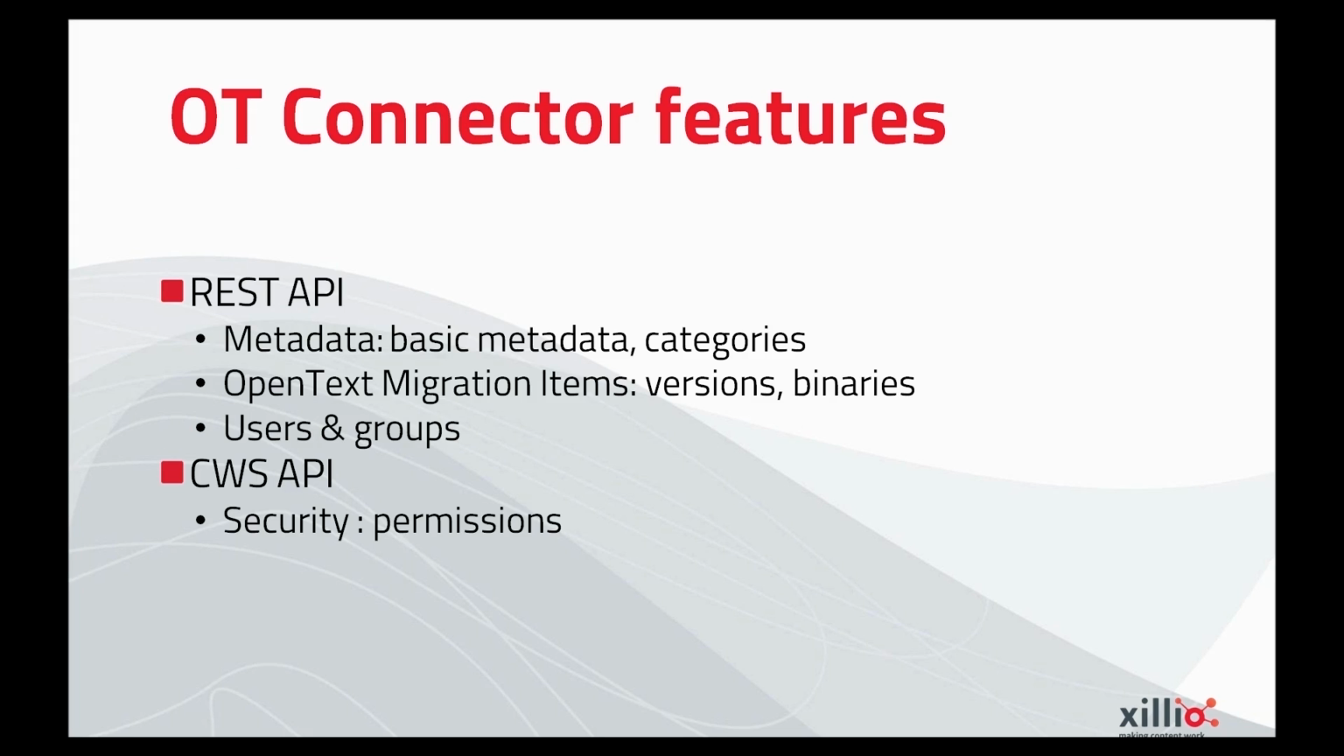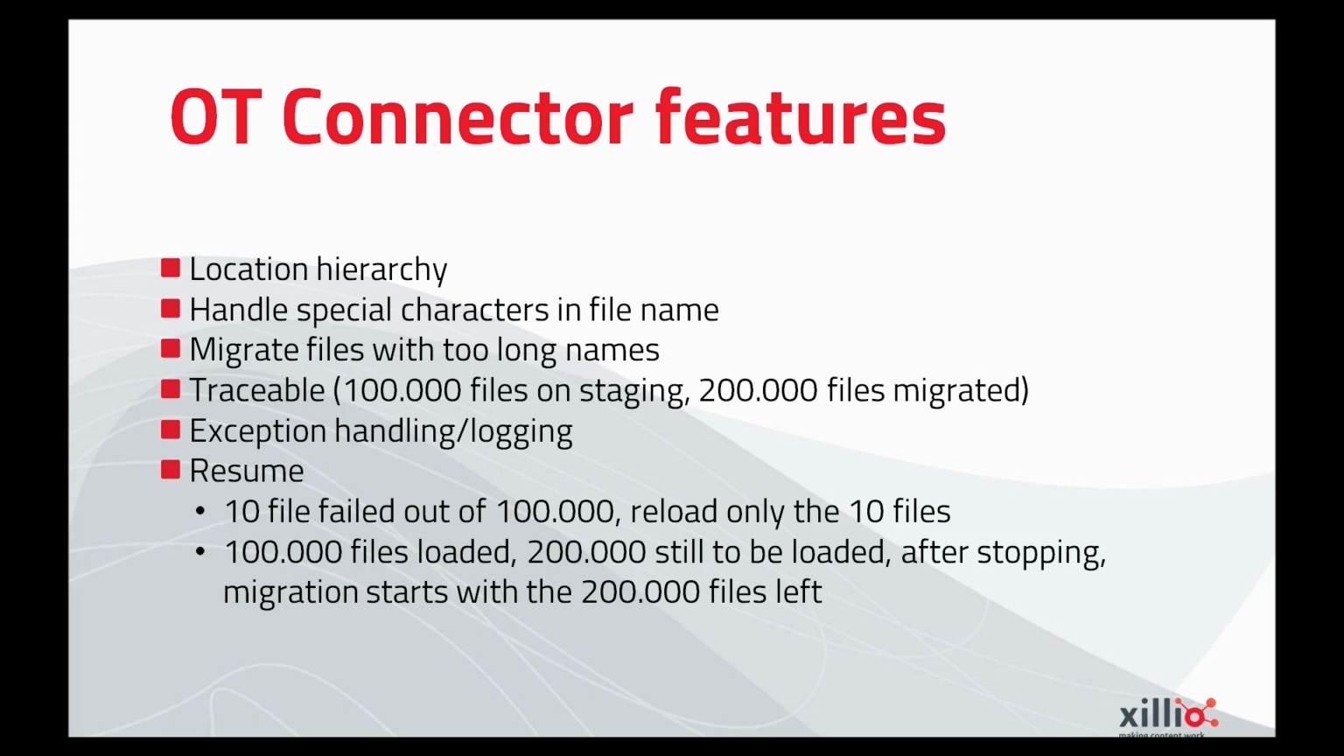This slide summarizes the most important features supported by the OpenText connector: categories and attributes, versions, users and groups, to name a few. You can notice we have used the Content Web Services API to be able to import permissions. Apart from that, it is also possible to migrate from systems that are hierarchically structured. Special characters and file names are also handled, and I will show you this functionality in the demo.